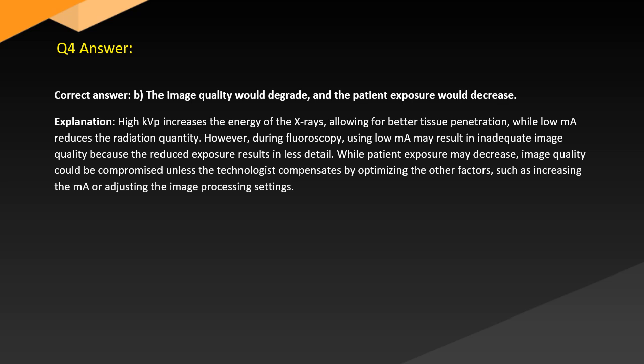Explanation. High kVp increases the energy of the X-rays, allowing for better tissue penetration, while low mA reduces the radiation quantity. However, during fluoroscopy, using low mA may result in inadequate image quality because the reduced exposure results in less detail. While patient exposure may decrease, image quality could be compromised unless the technologist compensates by optimizing the other factors, such as increasing the mA or adjusting the image processing settings.